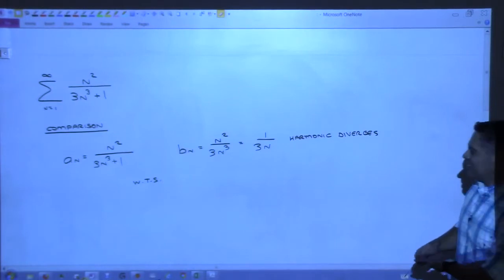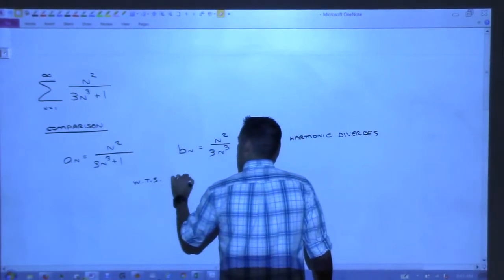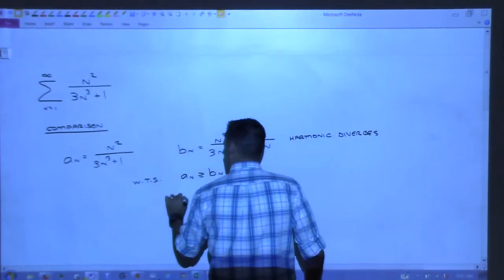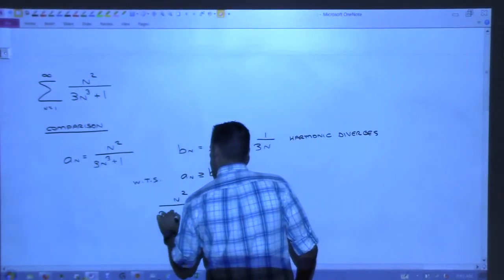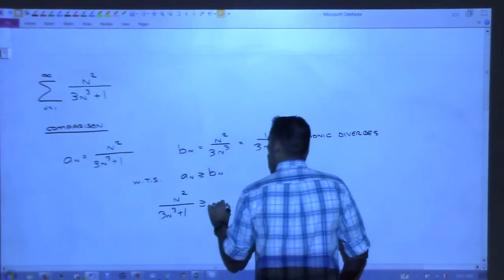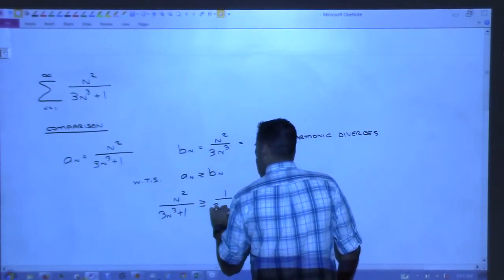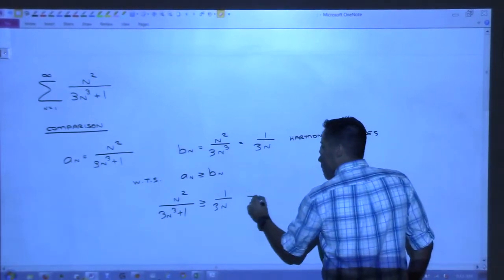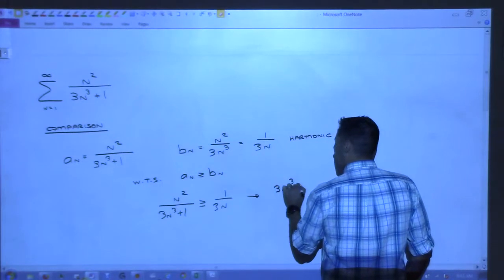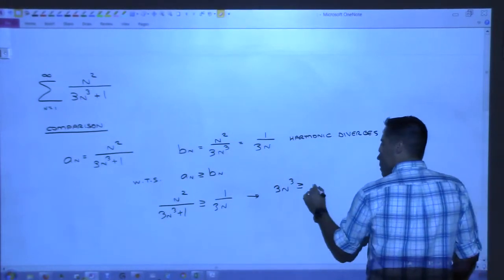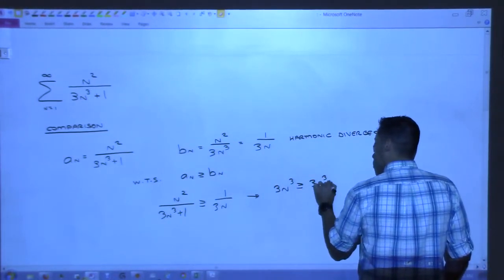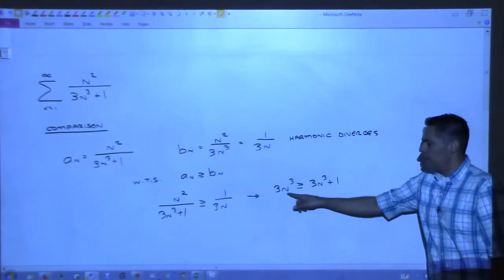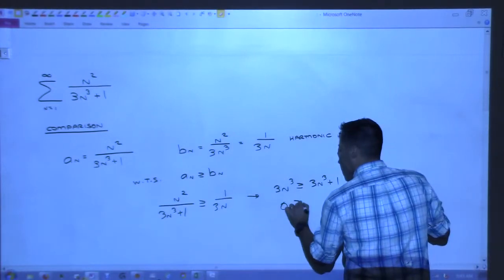Okay, so I want to show that a sub n is bigger than or equal to b sub n, right? Okay, so let's do this. I need n squared over 3n cubed plus 1 to be bigger than or equal to 1 over 3n. Cross multiply. You get 3n cubed is bigger than or equal to 3n cubed plus 1. Do you all agree? And subtract 3n cubed on both sides, and you get 0 is bigger than or equal to 1.